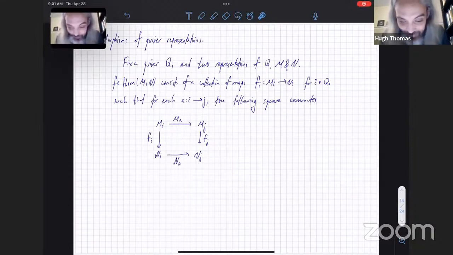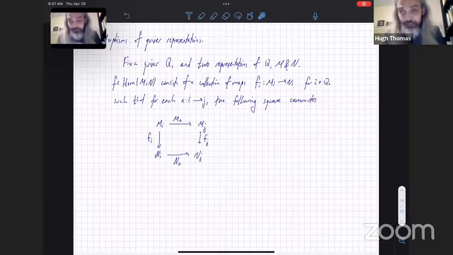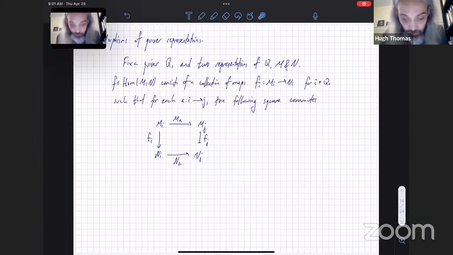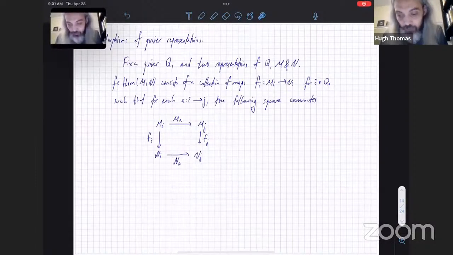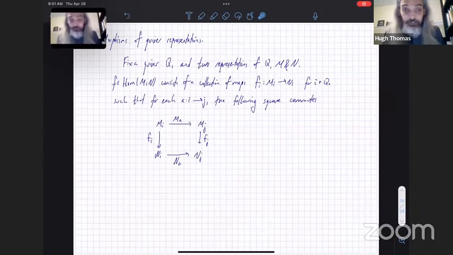So if you have two, and we always, in this business, think of the quiver as being fixed. So we have the category of representations of one fixed quiver. And then we want to talk about morphisms between two representations of that fixed quiver. If I have two such representations, a morphism from one to the other consists of a collection of maps from mi to ni, between the vector spaces, same vertices. If that was all there was to the definition, it wouldn't be very interesting, because it wouldn't reflect the structure of the quiver at all.